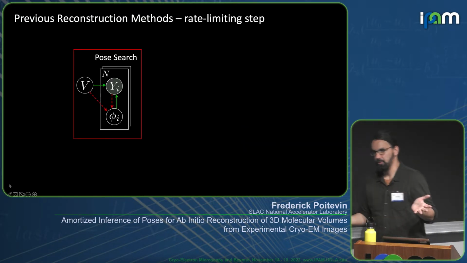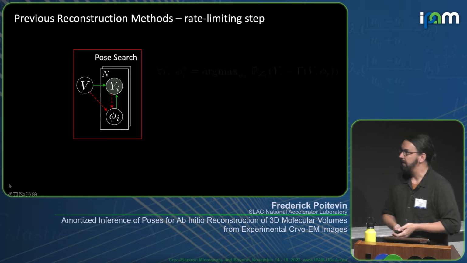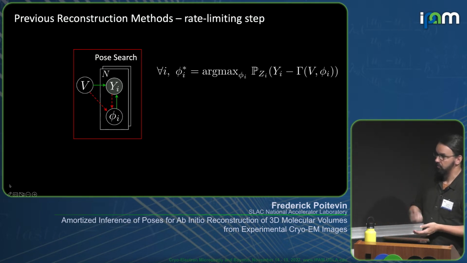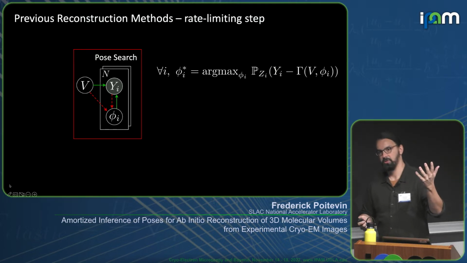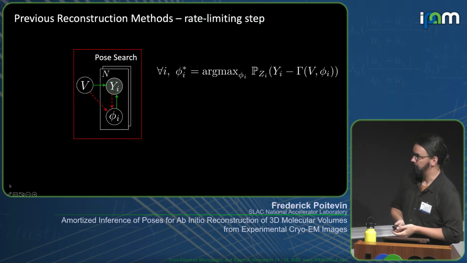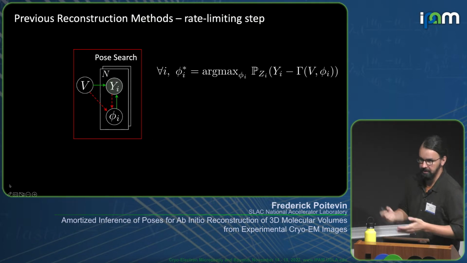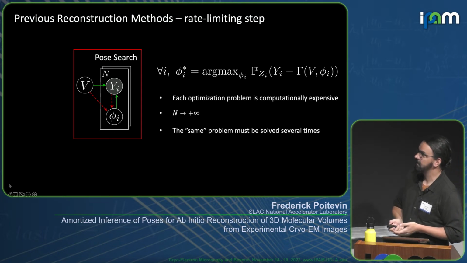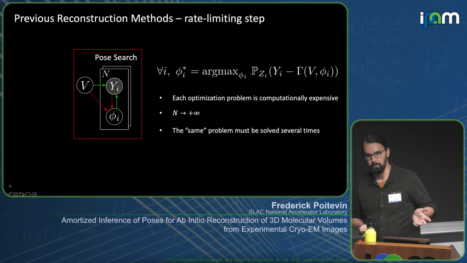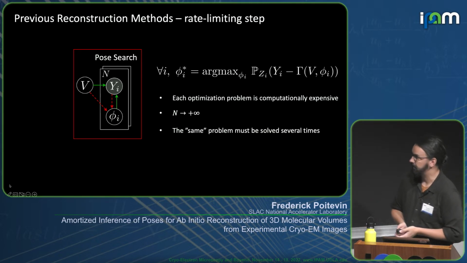So in all those approaches, the rate limiting step is the pose search. And the reason is that you have to basically solve this problem, which is for each image, you have to compare it against all the possible poses that you can. So typically you would sample SO3 and compute the correlation and keep the best. So this is very expensive. It doesn't scale well. As your dataset size grows, it's going to be harder and harder.